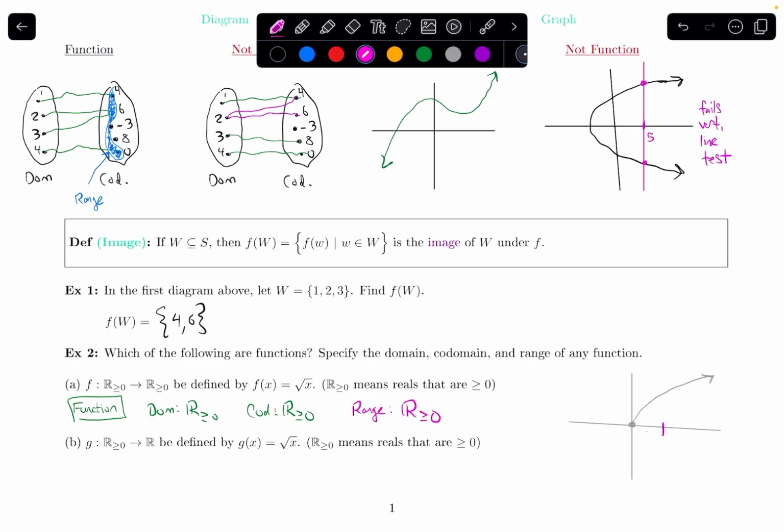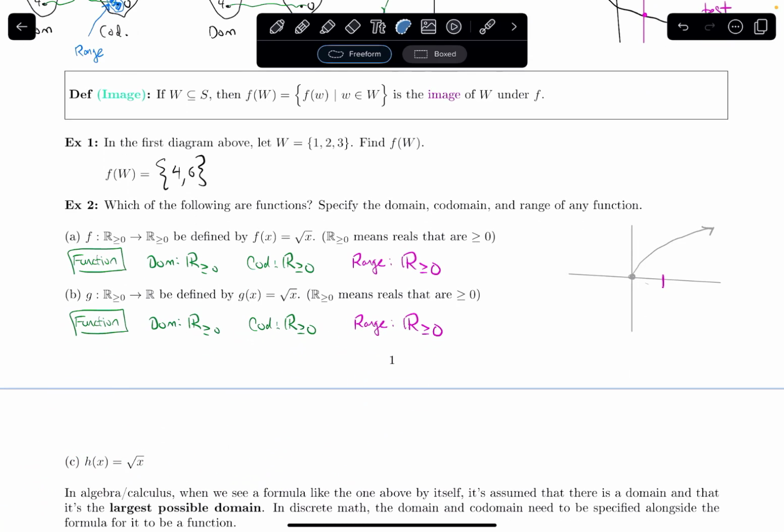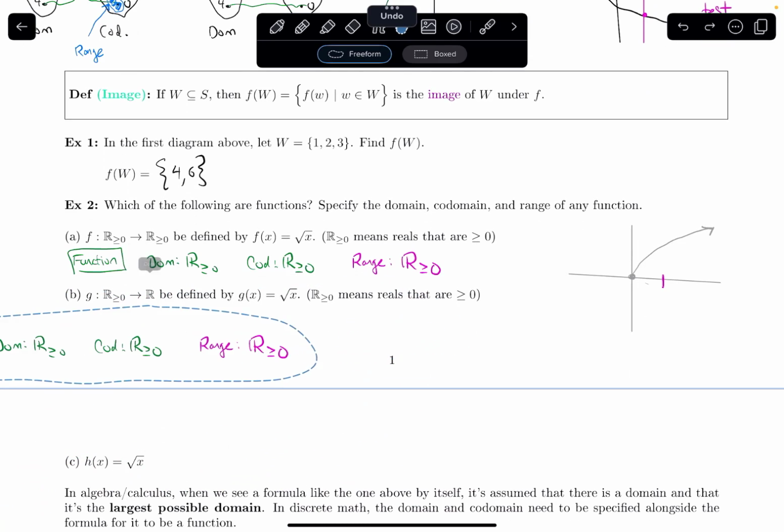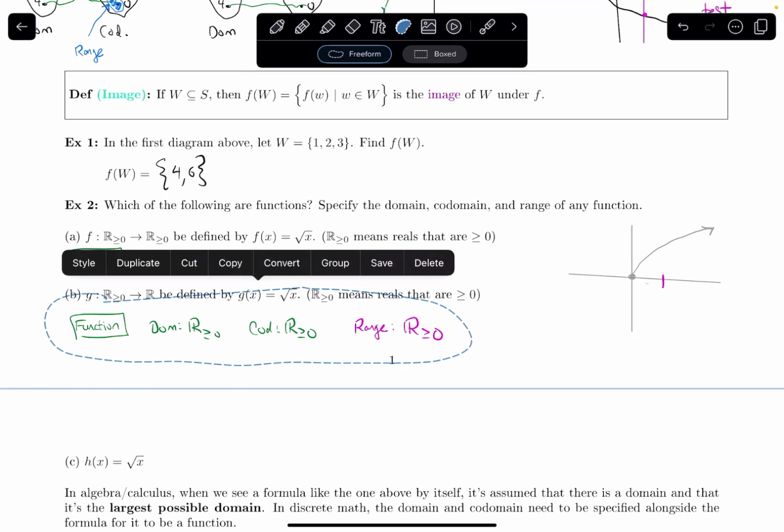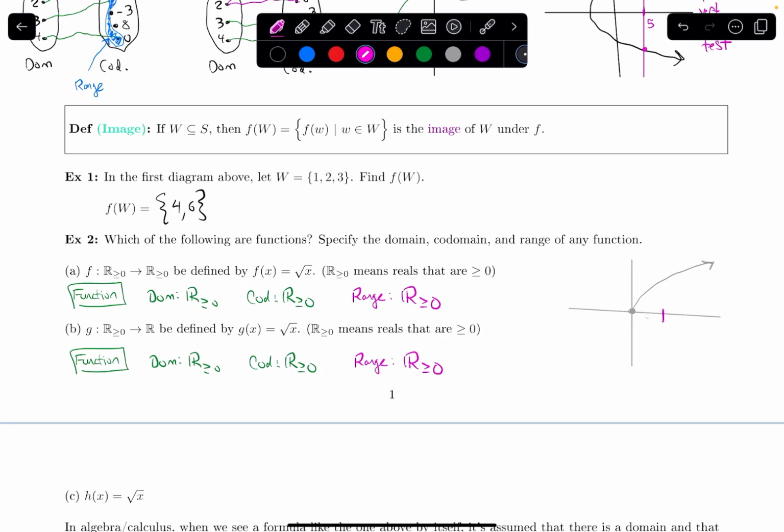Okay, so what about in B? In B, I have a similarly defined formula for g, square root of x, but now this output set is different. So all of these values are going to be the same. It passes the vertical line test, so it's going to be a function. Let's copy that down below. But the one thing that's different is this output set. So as a result, that's going to change the codomain to just be, in this case, R. It's all reals. So in part B, the codomain consists of all reals.